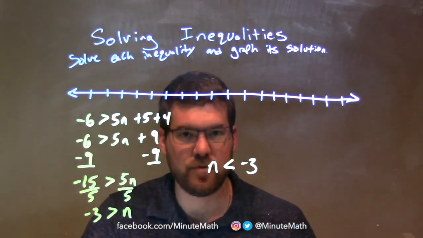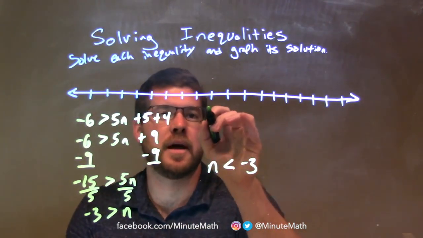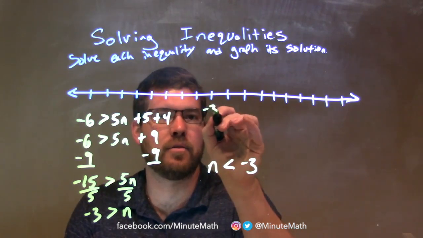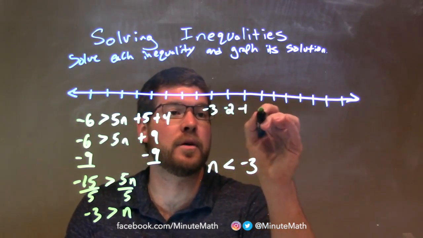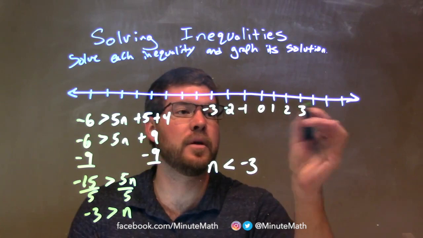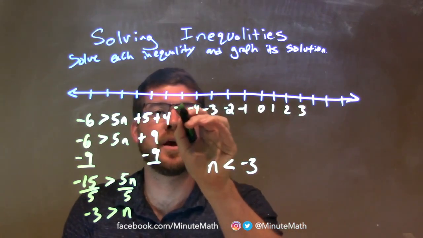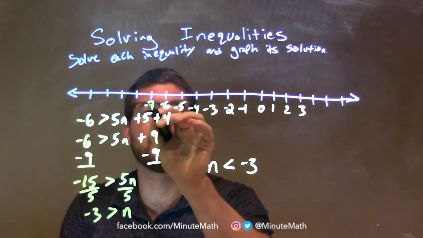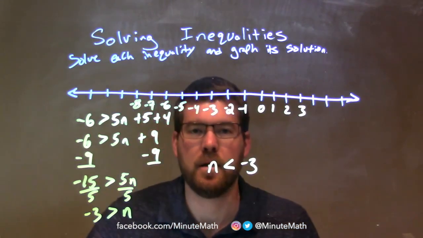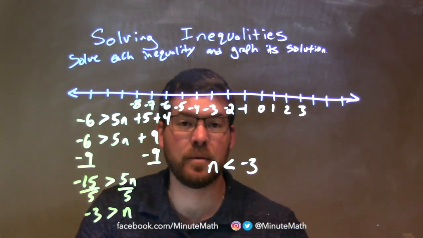So now we need to graph this, okay? So let's just go put -3 right in the middle. Okay, put -3, so we have -2 right here, -1, 0, 1, 2, 3. And then we have -4, -5, -6, -7, -8. Okay? We don't always have to put 0 right in the middle.